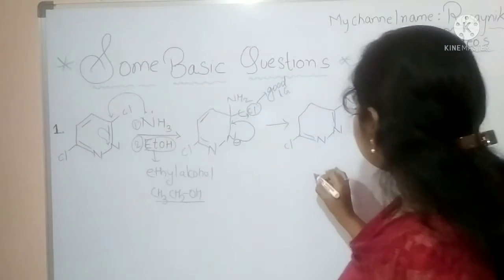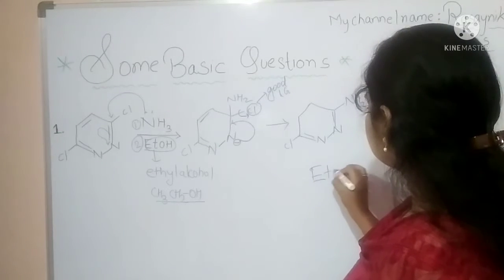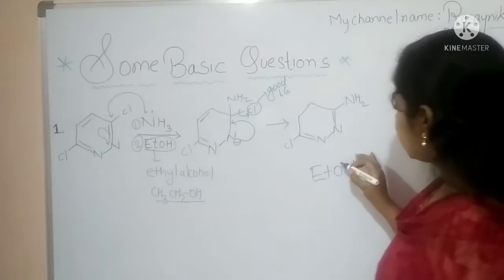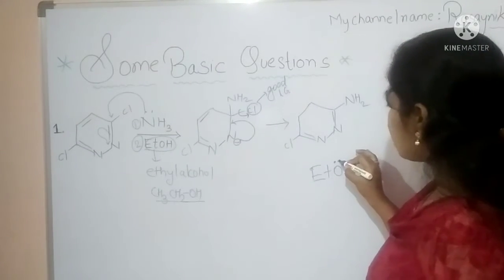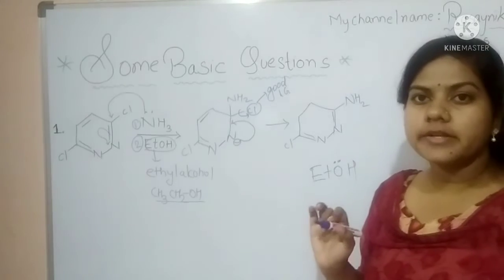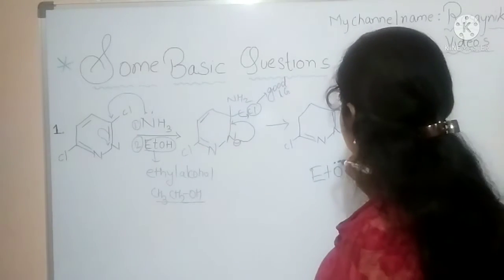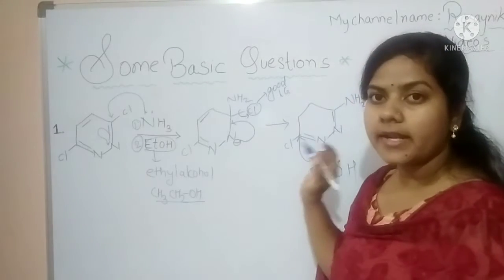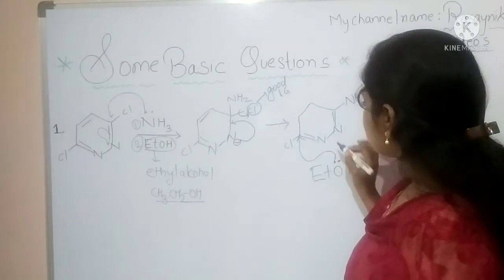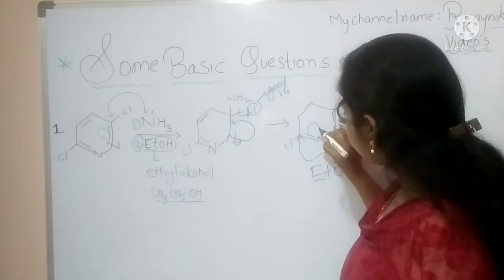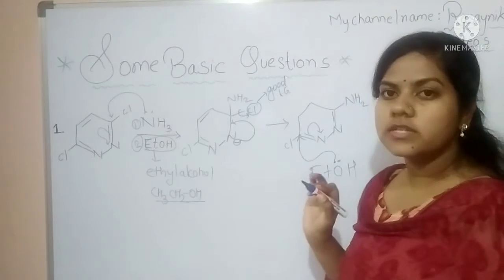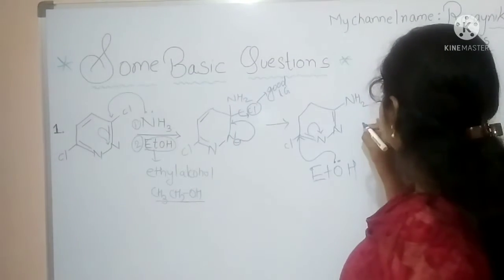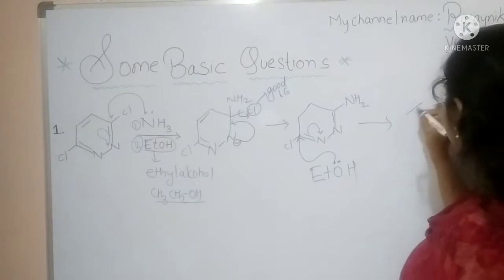In this base the oxygen contains a lone pair of electrons. Oxygen contains a lone pair of electrons, and this also attacks on this position. So now here the double bond will move towards the nitrogen. Same process here.